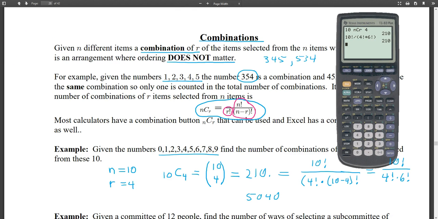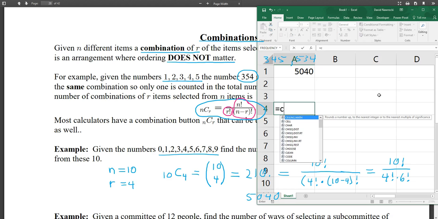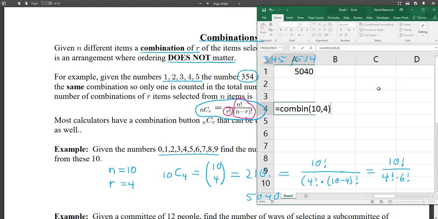Let's do this in Excel. I'll put in that cell right there. That was our permutation, 10P4, right there. So here we're going to do 10C4, so equals. Now, Excel has a combination function built in, COMBIN, parenthesis 10, 4. That's how you would enter it. Hit enter, and there you go, 210.